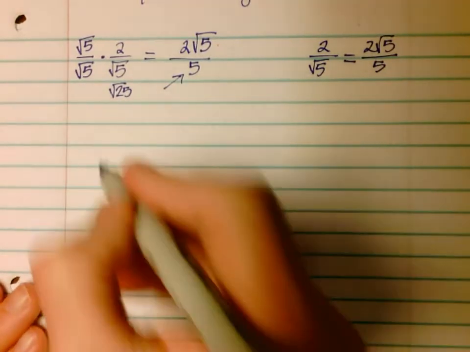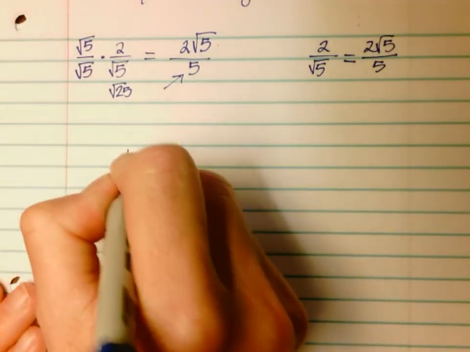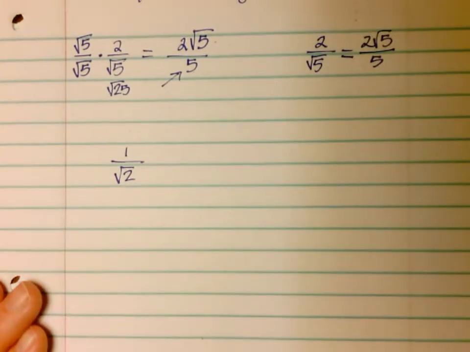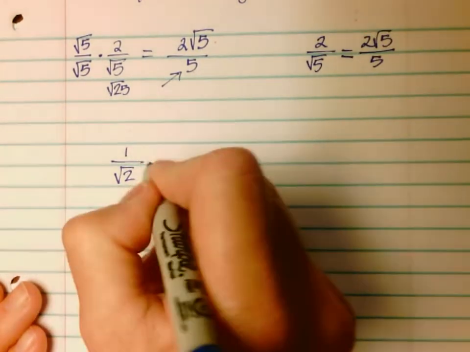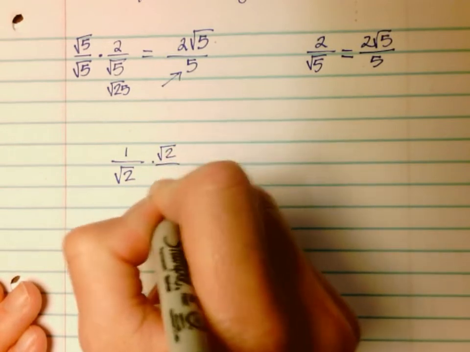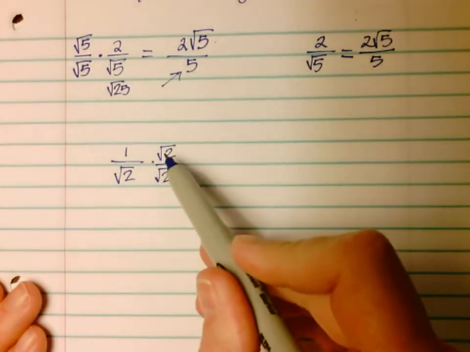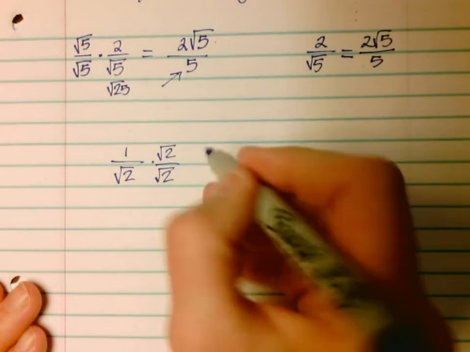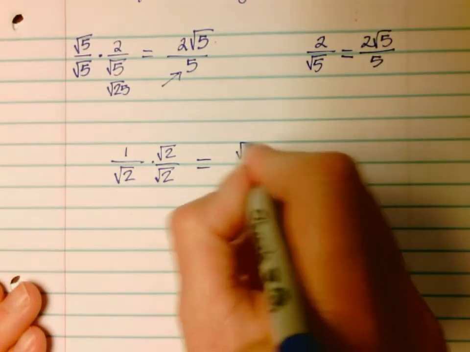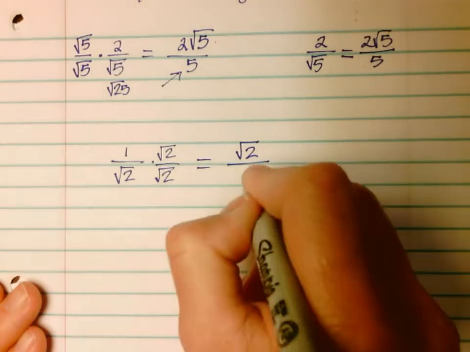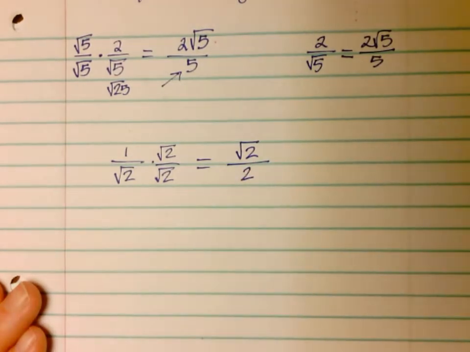Let's try another one. Let's take 1 over the square root of 2. I'm going to multiply that by the number 1, which in this case is disguised as radical 2 over radical 2. And the simplified, rationalized denominator answer would be radical 2 over 2.